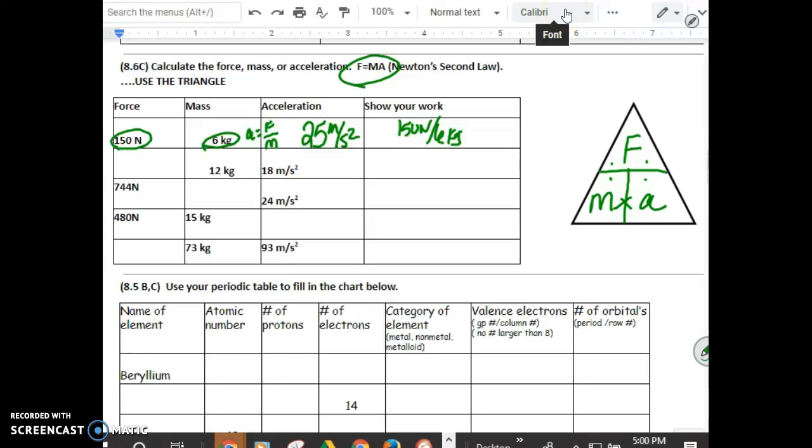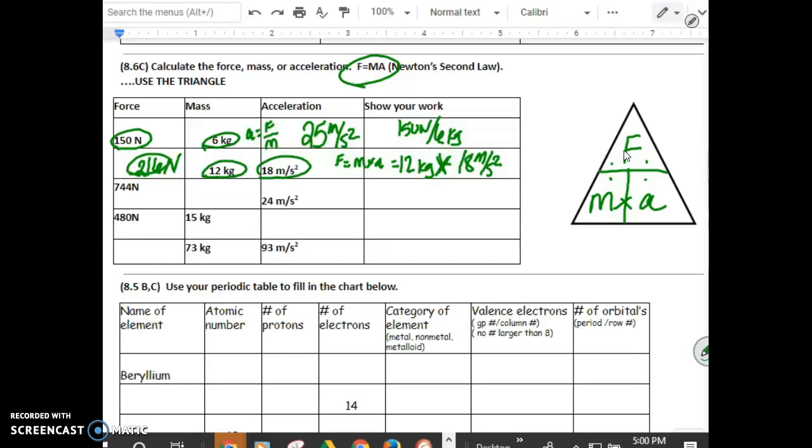All right, on the second problem, we're missing our force. There's our unknown. We have a mass of 12 kilograms and an acceleration of 18 meters per second squared. We cover up the force, leaving us with m times a. So force equals mass times acceleration. The mass is 12 kilograms times our acceleration of 18 meters per second squared, giving us a force of 216 newtons.